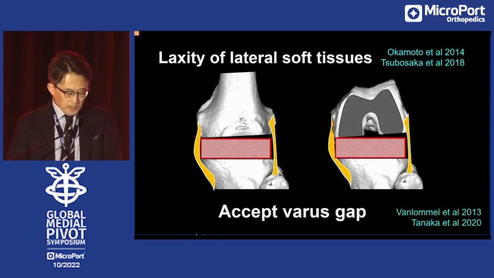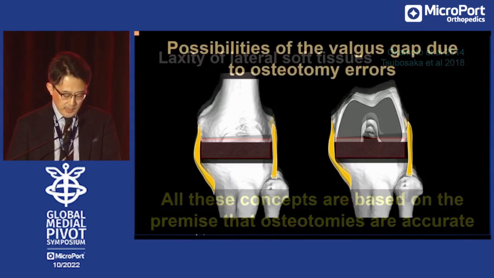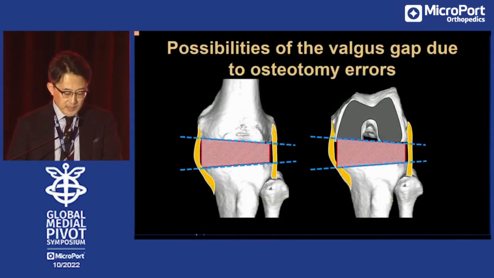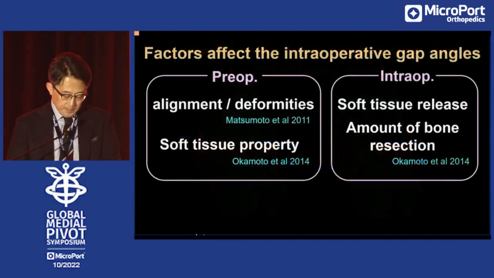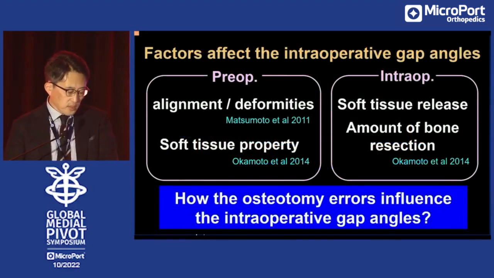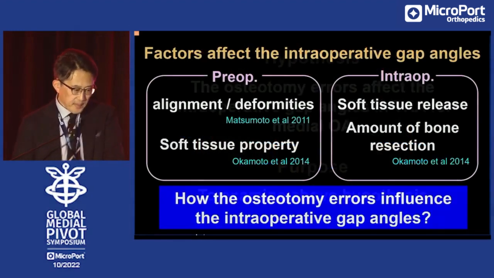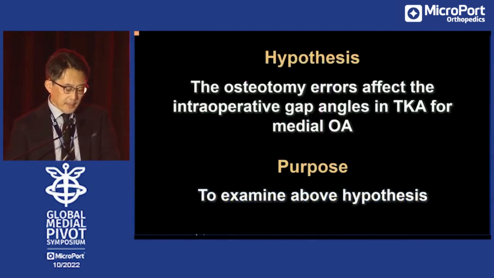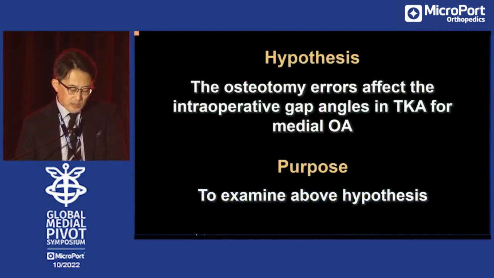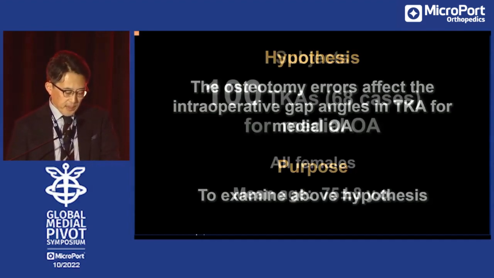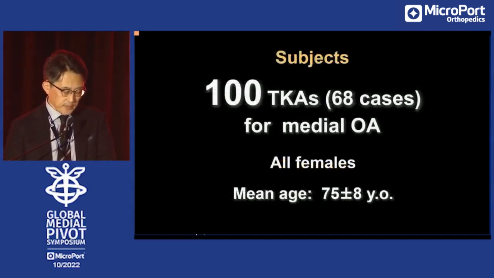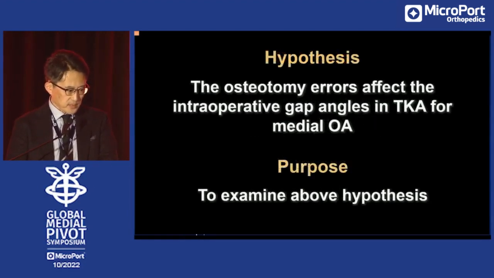Most medial knee OA have been reported to have lateral laxity, so we consistently accept lateral laxity. However, all these concepts are based on the premise that all the osteotomy are accurately done. As osteotomy errors are inevitable in TKA, the combination of the osteotomy error in femur and tibia may induce the valgus gap.